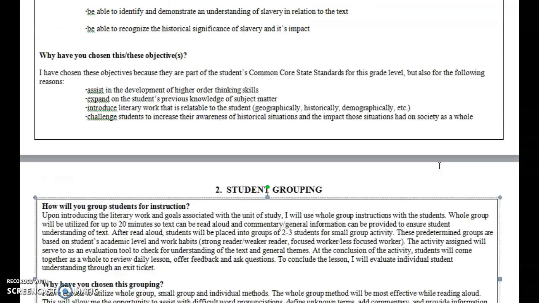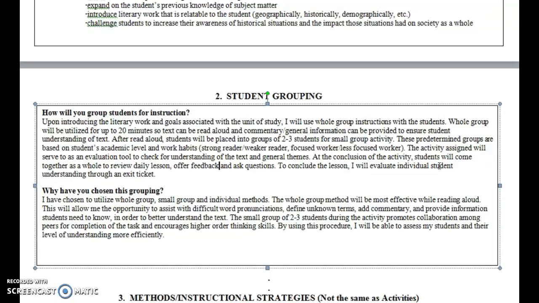Now moving on to section 2, which is student grouping. How will you group students for instruction? Upon introducing the literary work and goals associated with the unit of study, I would like to use whole group instruction with my students. Whole group will be utilized for up to 20 minutes, so the text can be read aloud and commentary or general information can be provided to ensure student understanding of the text, especially when dealing with a piece of literature that is from a while back.